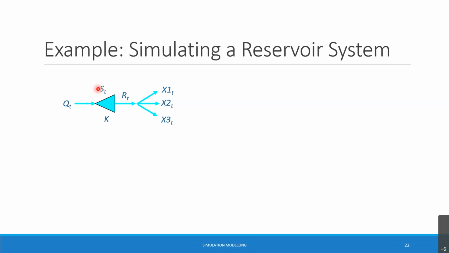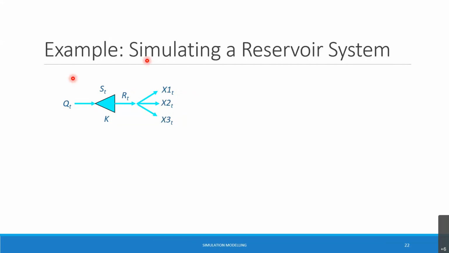Maybe some of this terminology could have been introduced in other lectures where you would have talked about reservoir operation problems. QT is the flow coming into the reservoir in that time. And RT is the amount of water that is released from the reservoir in that time T. And let's say there are three activities. For example, irrigation, hydropower generation, and maybe some other like water supply. So these are the amounts of water that you are allocating for different activities. The first activity you put X1, second activity X2, third activity X3.